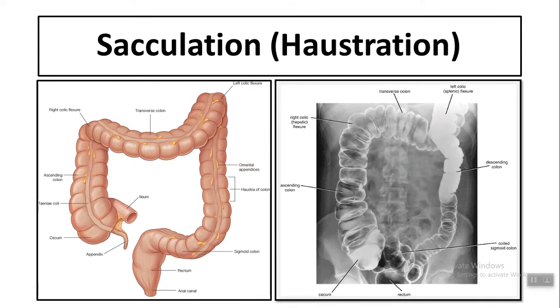The sacculation that is apparent here is caused by the tinea coli, which are the longitudinal bands, being shorter than the original length of the large intestine. This means these bands of tinea coli will be shorter than the original length of the large intestine, so they pull the intestine and create this shape that we call sacculation or haustration, which also appears in the barium radiograph in this form, by the presence of these transversely oriented processes or projections.